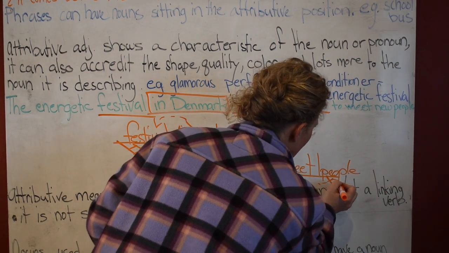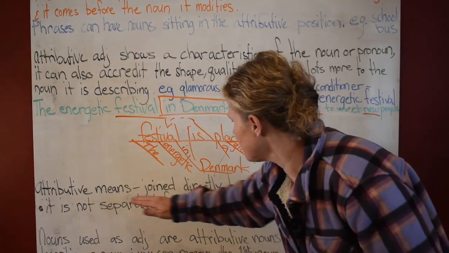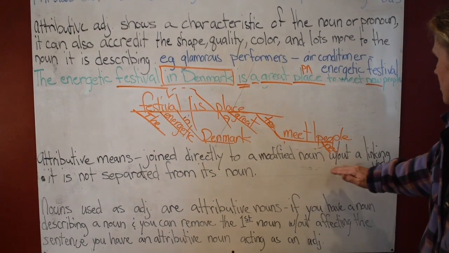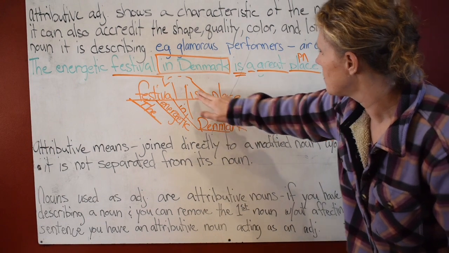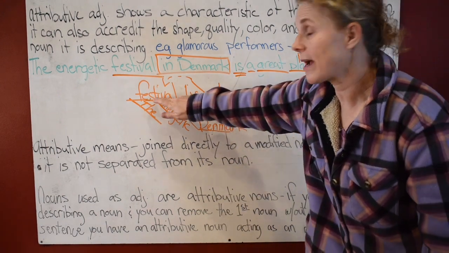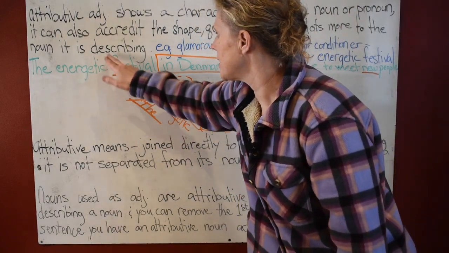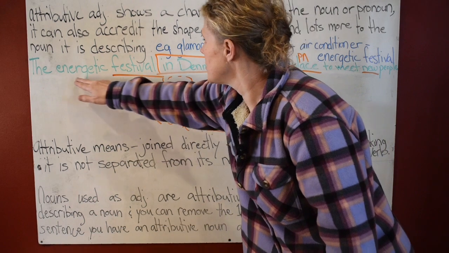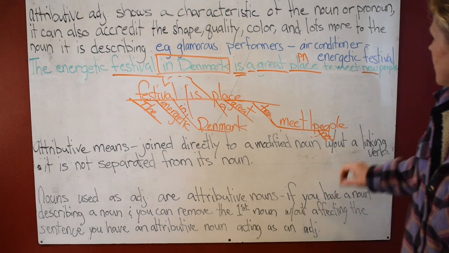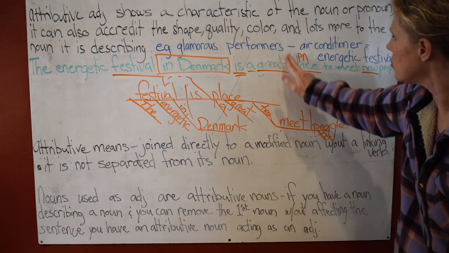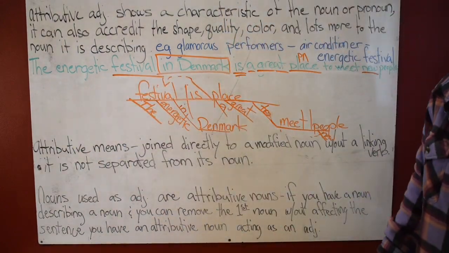Right? And then we have "new" off of people. This is still an attributive position. Attributive means joined directly to modify nouns without a linking verb. See how this is a linking verb? It's linking this predicate nominative back to the festival. But see how we're not separating this attributive adjective from festival. There's no linking verb in between that. Can you guys see that? There's no linking verb in between here. There's no linking verb in here. So these are the attributive positions in this sentence.